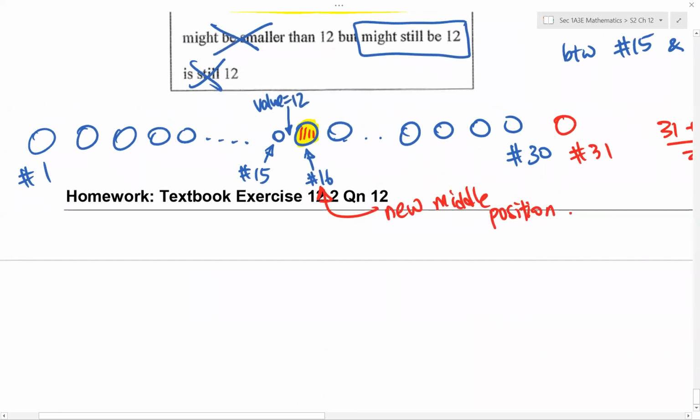So continue with your final textbook homework questions on the same foolscap paper over here.